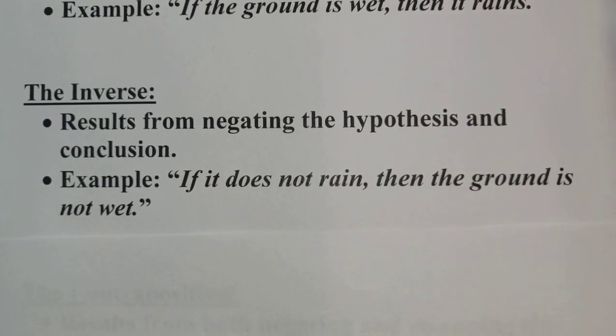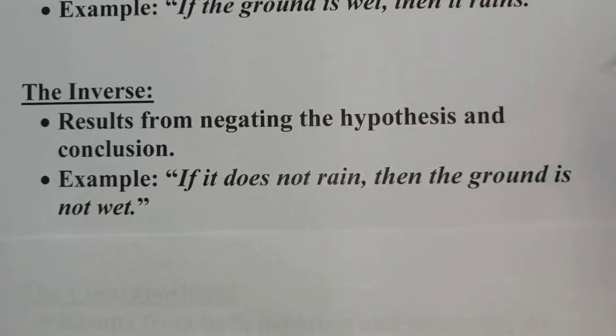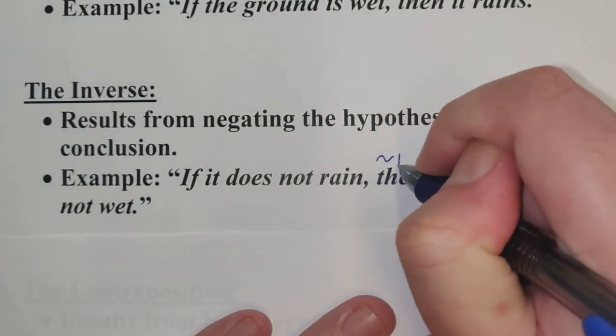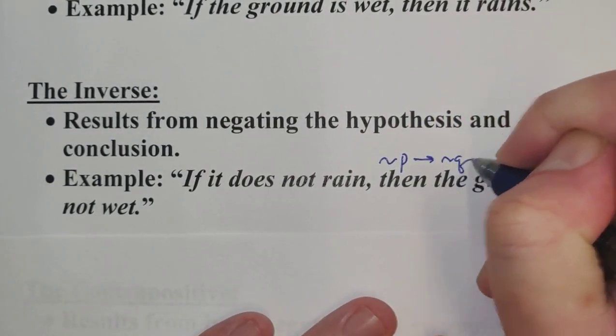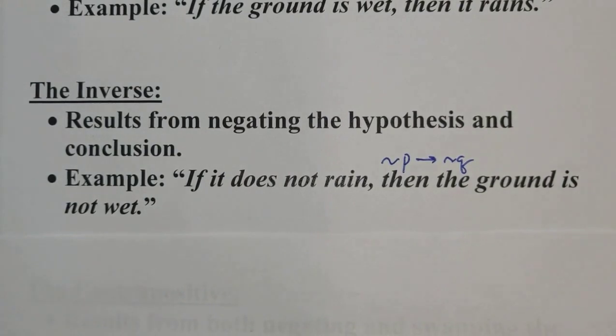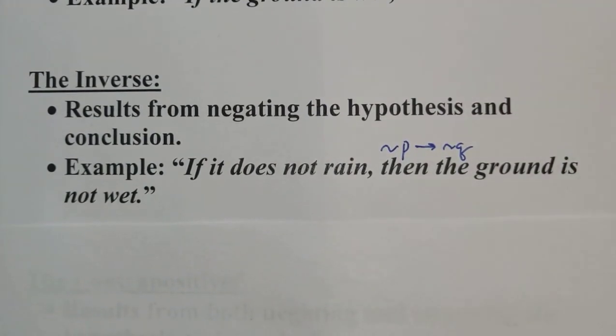So for the inverse, we negate the hypothesis and conclusion, or in this case, antecedent and consequent. If it does not rain, the ground is not wet here. So we see that we have not P implies not Q, right? So that's also something we can consider. So our inverse looks like this based on our original, okay?